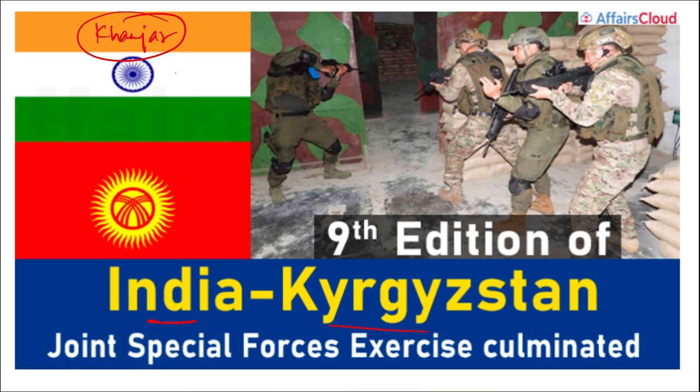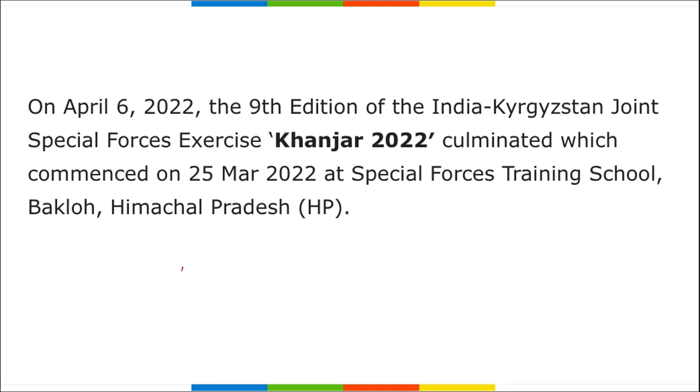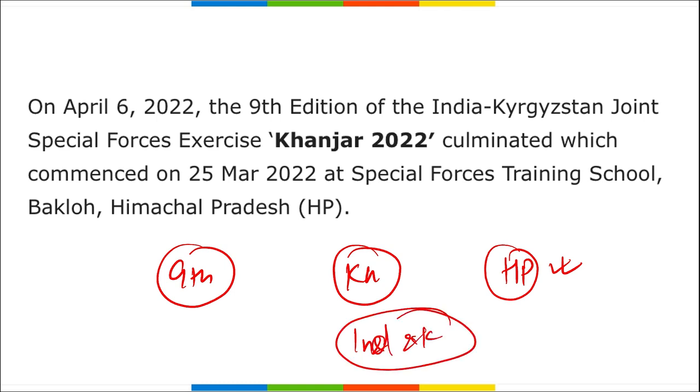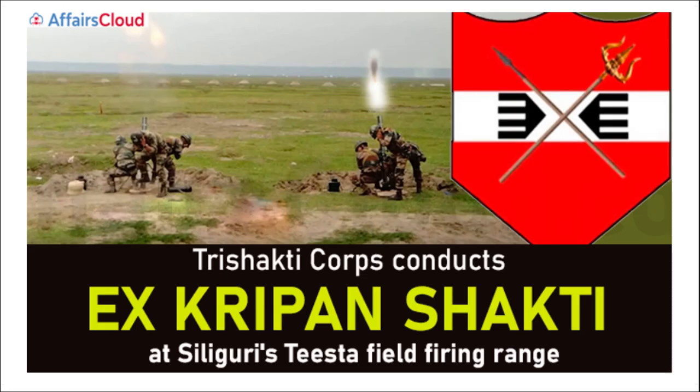What is the location where this exercise was conducted? It was conducted in India, and that too at Special Force Training School that is located in Himachal Pradesh. Alright, so 9th edition of this exercise Khanjar, that was between India and Kyrgyzstan. Where was this conducted? It was conducted at Himachal Pradesh. Alright, so what are the things to remember? 9th edition, Khanjar, the name of the exercise, Himachal Pradesh, where this exercise was conducted, and India and Kyrgyzstan, between whom this exercise was conducted.